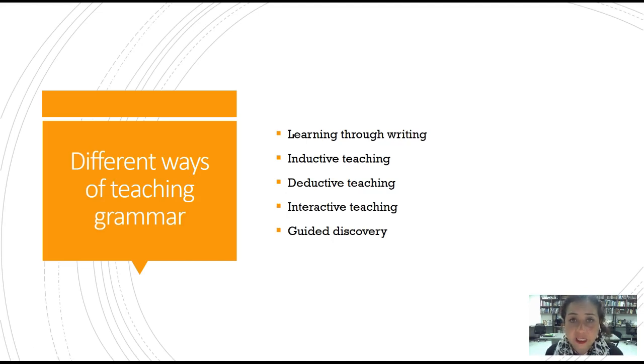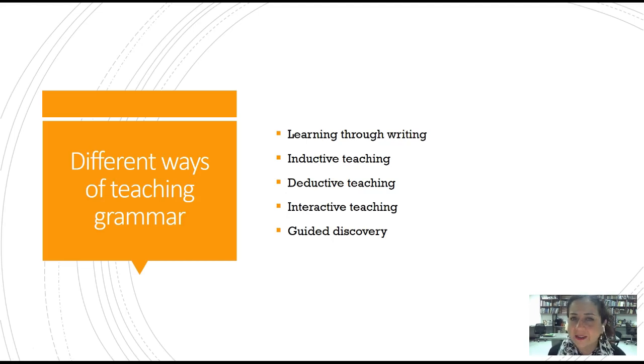Then we have deductive teaching, which is based on the opposite. We wouldn't give students examples, but we would provide them with an explanation of the grammatical structure, and would then, from the explanation, generate the examples. We have interactive teaching, which basically refers to games, so teaching grammar through play and creative games. Some teachers say that's a complement, other teachers say that's just the way to go.